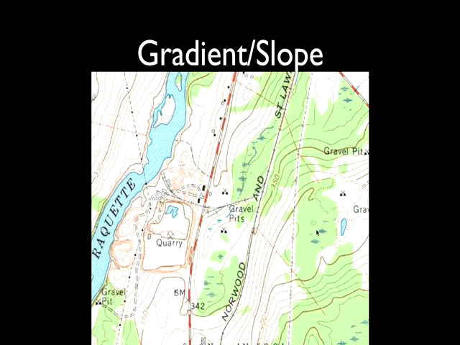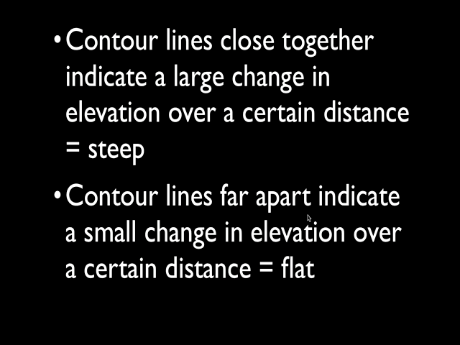However, over here in this area, notice there's no contour lines here at all. For those of you that are cross-country runners, you've probably been up in this region here. Notice that the contour lines aren't there. That indicates that that's a very flat area. There's no change in elevation. Okay, so what we're saying here is that contour lines that are close together indicate a large change in elevation over a certain distance, meaning it's steep there. But contour lines that are far apart indicate a small change in elevation over a certain distance. It's flat there. Make sure you write this down.